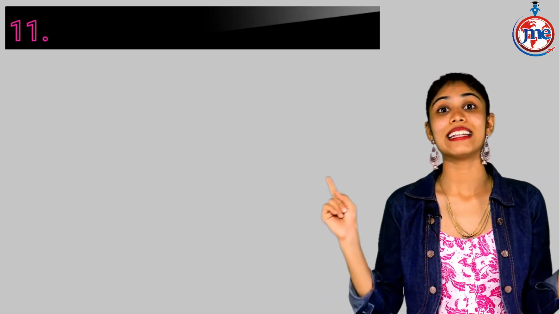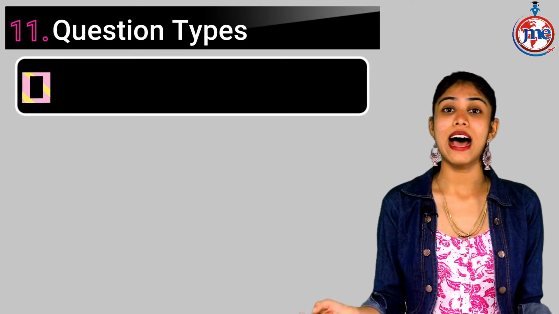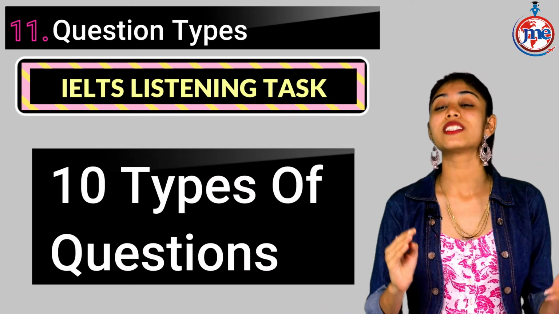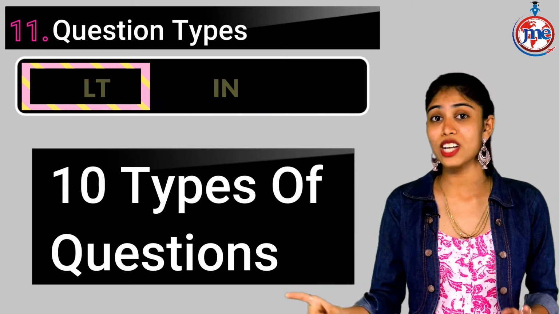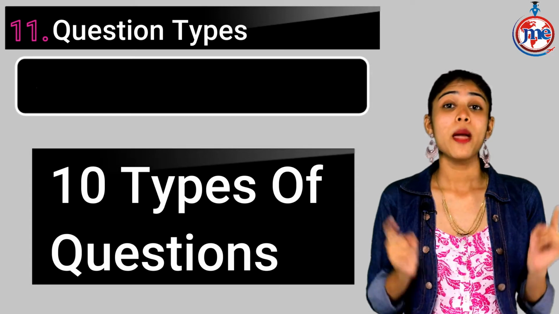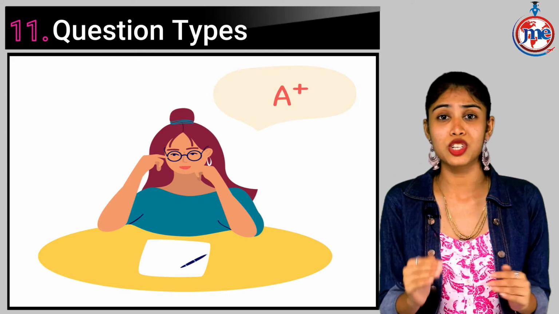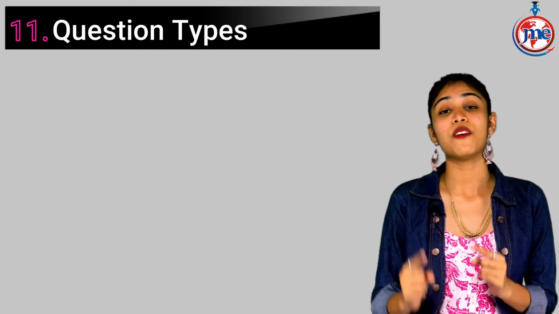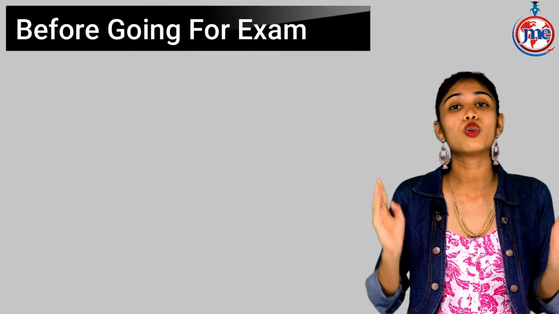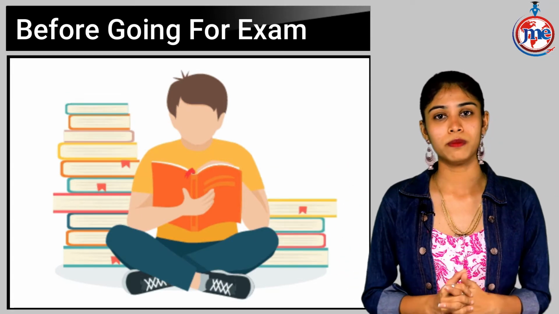Now let's see point number 11, which is very important, and that is about question types. So students, in your IELTS listening task, a total of 10 types of questions are asked, and you need to go through all the 10 types of questions before you go for your exam. Because in the exam you are not going to get enough time to understand the question, what you have to do in this or that question. So students, I request that before going for exam, you have to go through all the 10 types of questions to get a good band score.